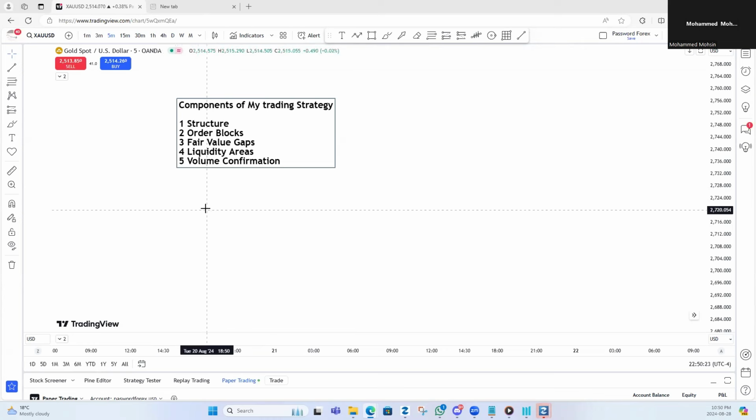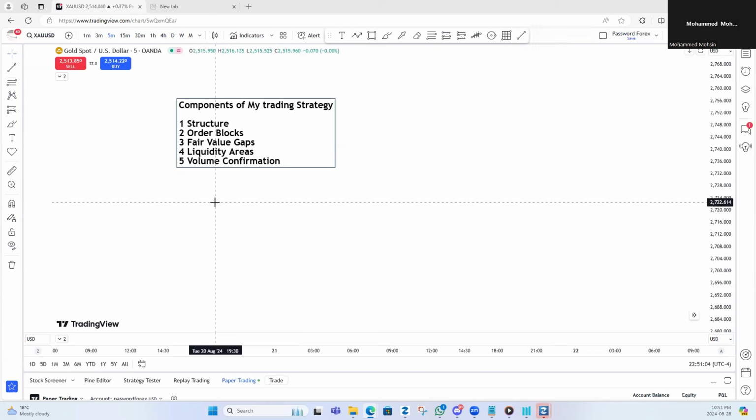And last but not the least, the most important component of my trading is volume confirmation. Volume is very important for my trading strategy, because if you're looking only at the price action, only at the candlestick, you are basically noticing half of the story, right? The full story will be revealed when you take into account the volume. Volume tells you the real story behind the narrative the market is creating.